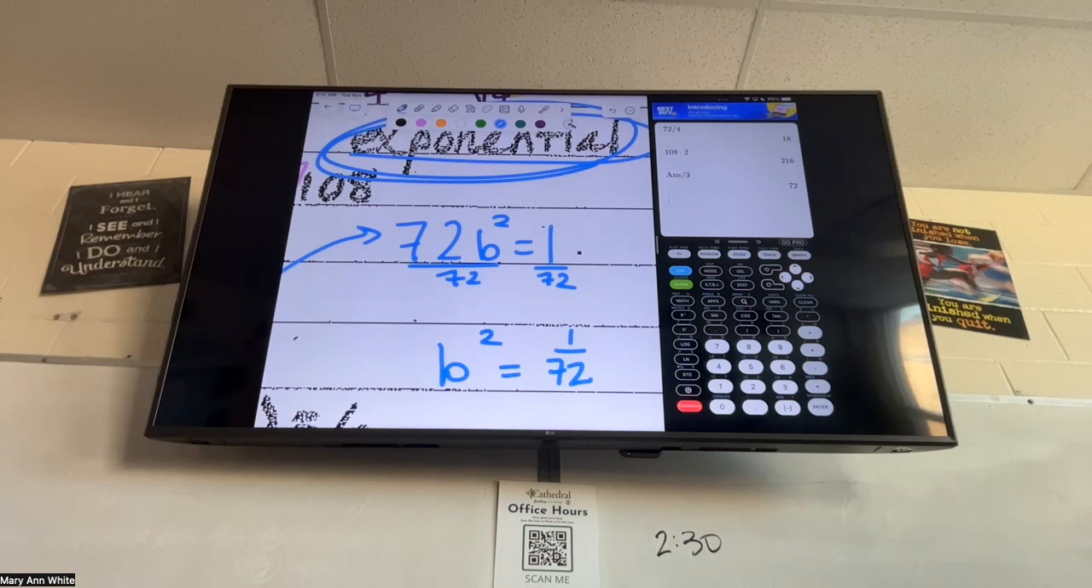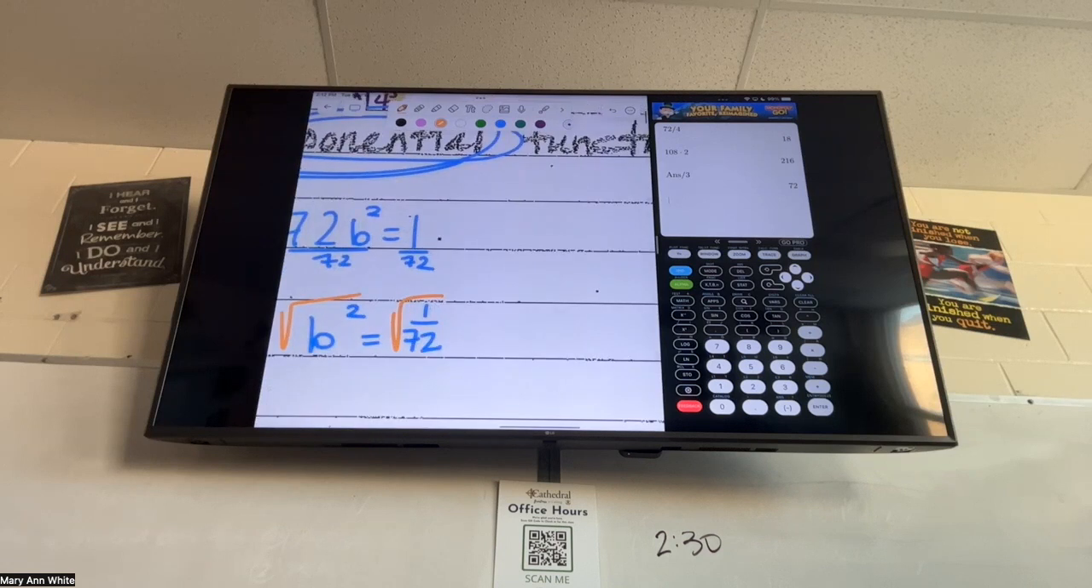Now we're ready for some easy work to get rid of that square. What do I do? Square root. Okay, this is where it gets annoying, because they're all things that you can do, but it's irritating now because we cannot just leave it as root 1 over 72. We have to simplify it down, and we cannot have a radical in the denominator. Okay, what is the square root of 1? Good, so the numerator is just going to be 1.